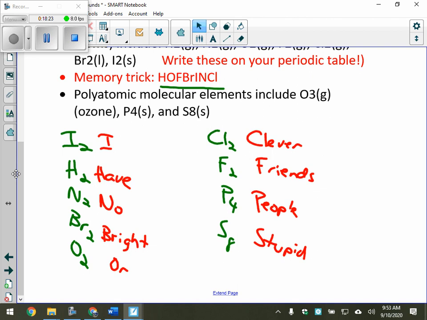But these are the most common diatomic elements: I2, H2, N2, Br2, O2, Cl2, F2, P4, and S8. O3, we talk about ozone. We'll talk about it later, but it's not really one that we use a lot. If we're combining elements together, usually it's not O3, it's oxygen, O2. O3 takes some special energy to make. That's why it's way up in the atmosphere, right? Ozone. Okay. What's next?